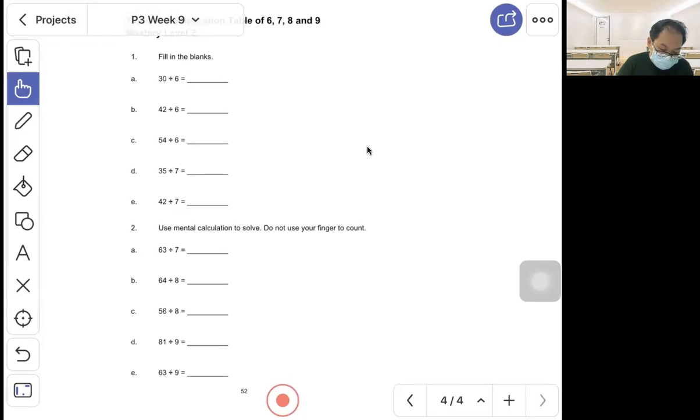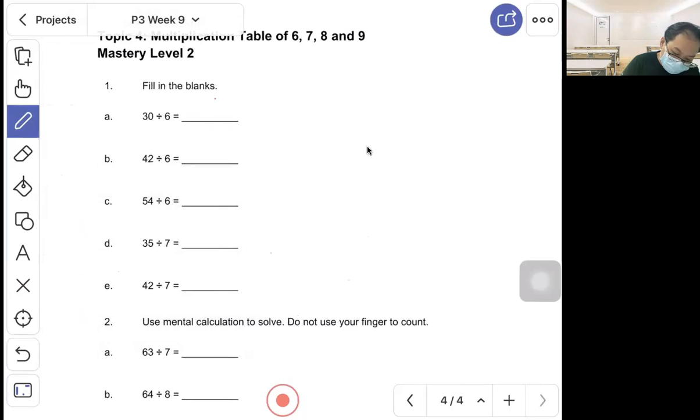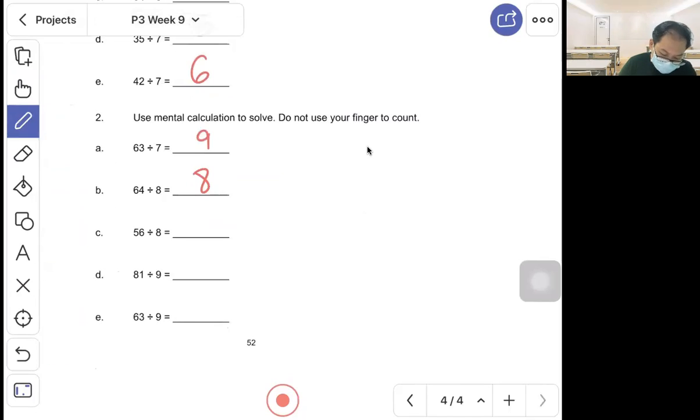And now I'll give the answer. So this is a 5, this is a 7, this is a 9, this is a 5, this is a 6, this is a 9, this is a 8. So this is a 7, this is a 9, so this is a 7.